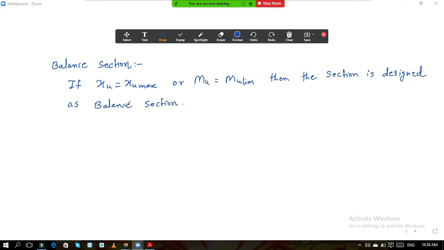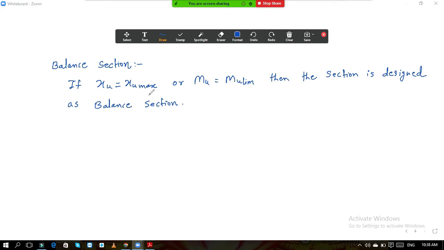Okay, then the section is designed as a balanced section. Balanced sections are the most effective sections. In the balanced sections, what will happen? Concrete and steel will try to balance each other. So the section will not fail, but it is very difficult to design the balanced section.